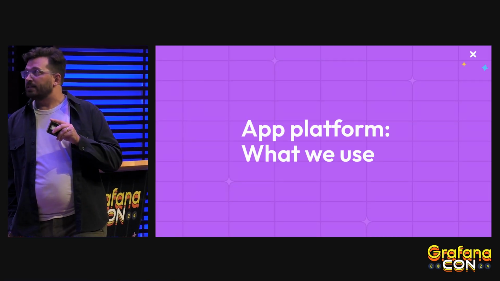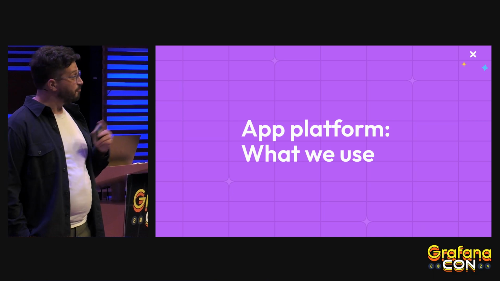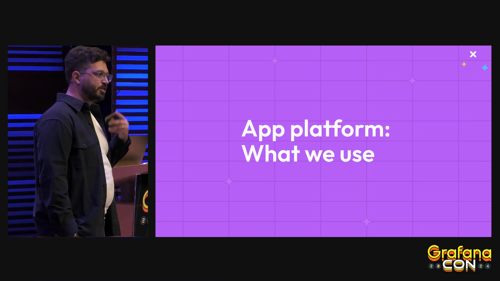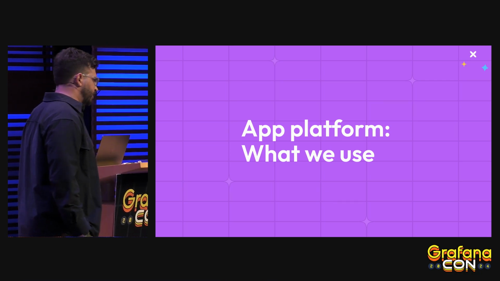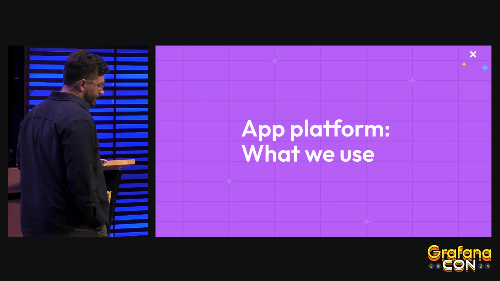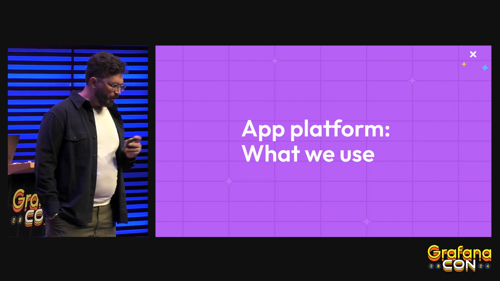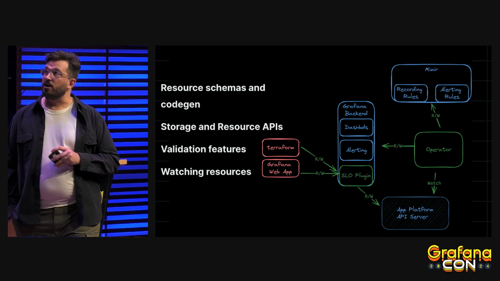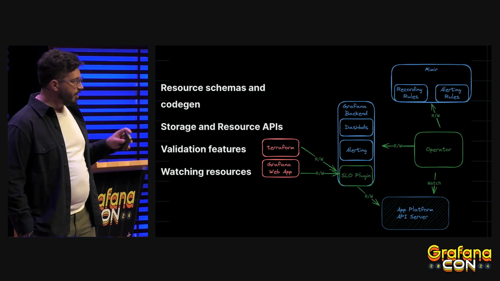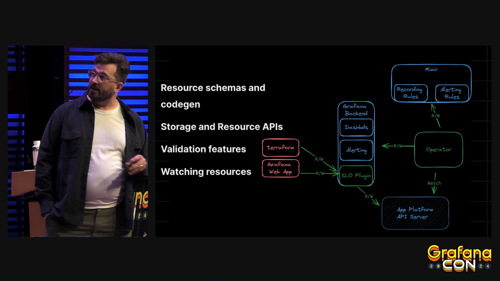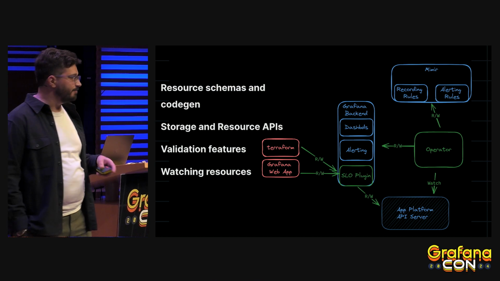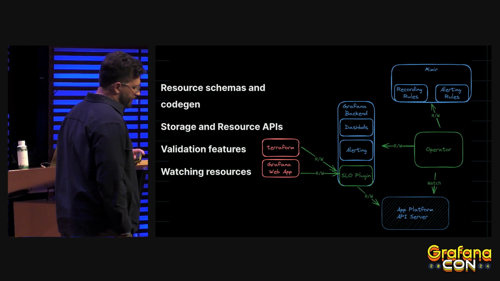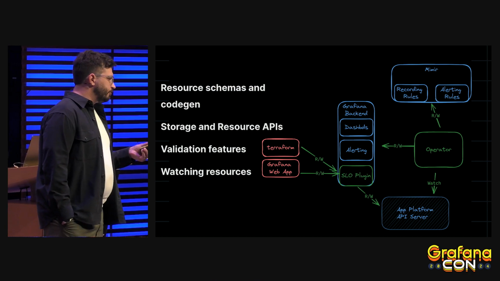So, let's talk about the Grafana Cloud app platform, which is our prototype that we built, and we're starting to implement the things we learned in Grafana itself. What do we use from that? I'm going to start with the schemas and code generation. I'm going to talk about the storage service itself and the APIs associated with that, the validation that comes along with that, and what watching resources does for us.